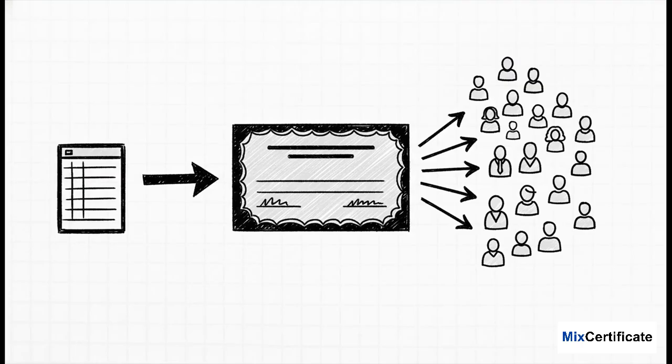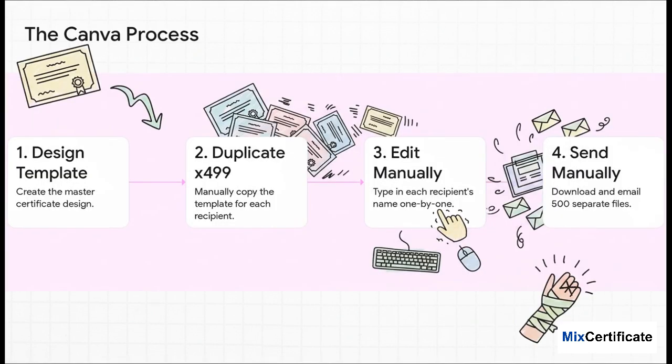Okay, so here's the task, and it's super common for anyone running a course, an event, or managing HR. You need to create and send out 500 personalized certificates. Every single one needs a unique name, maybe some other unique info too. So, how would you do this in Canva?